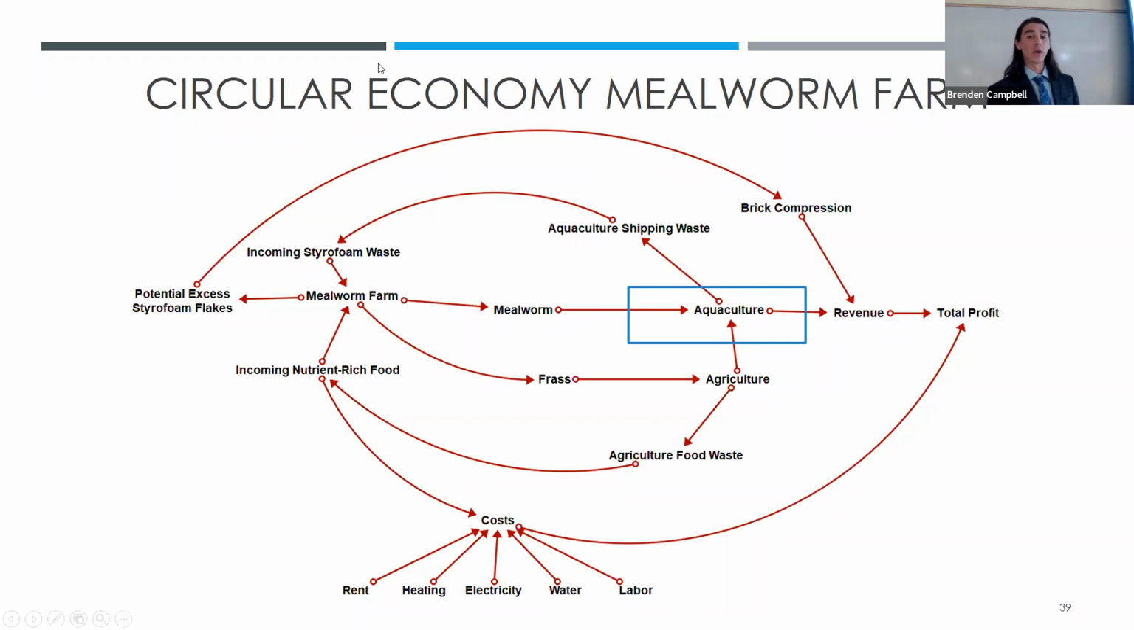Again, we have frass going into agriculture and taking agricultural food waste into our mealworm farm. And any potential excess styrofoam flaking can go into brick compression to be put back into the plastic life cycle. This would close the loop instead of there not being a closed loop system. We are traditionally not very good at closing loops of systems, and there is a real potential for a mealworm farm to act in a closed loop system.